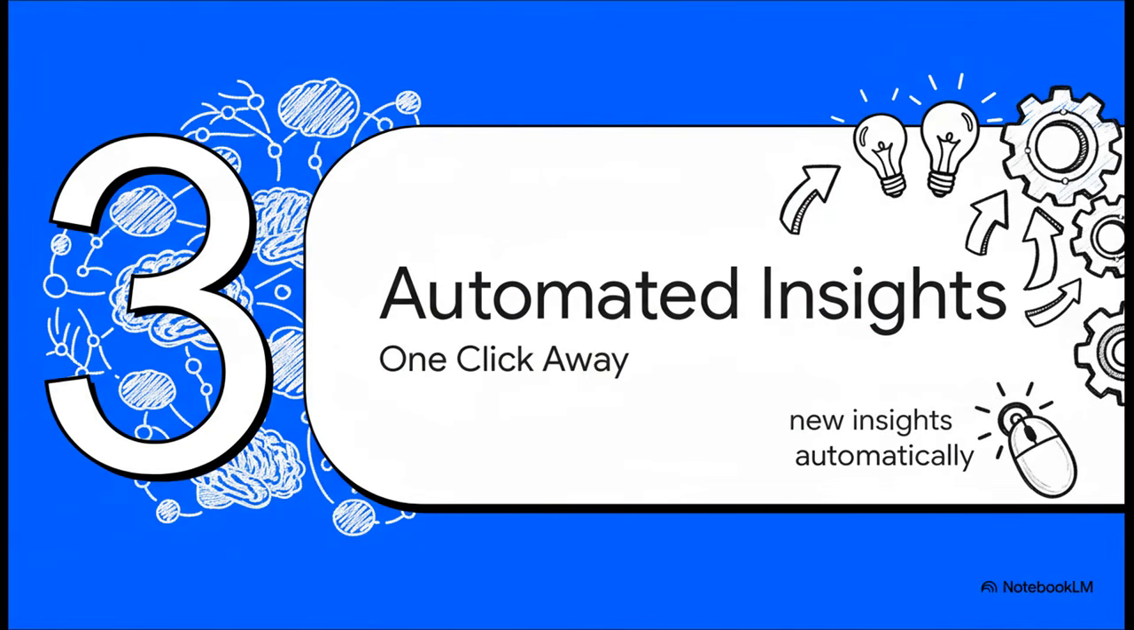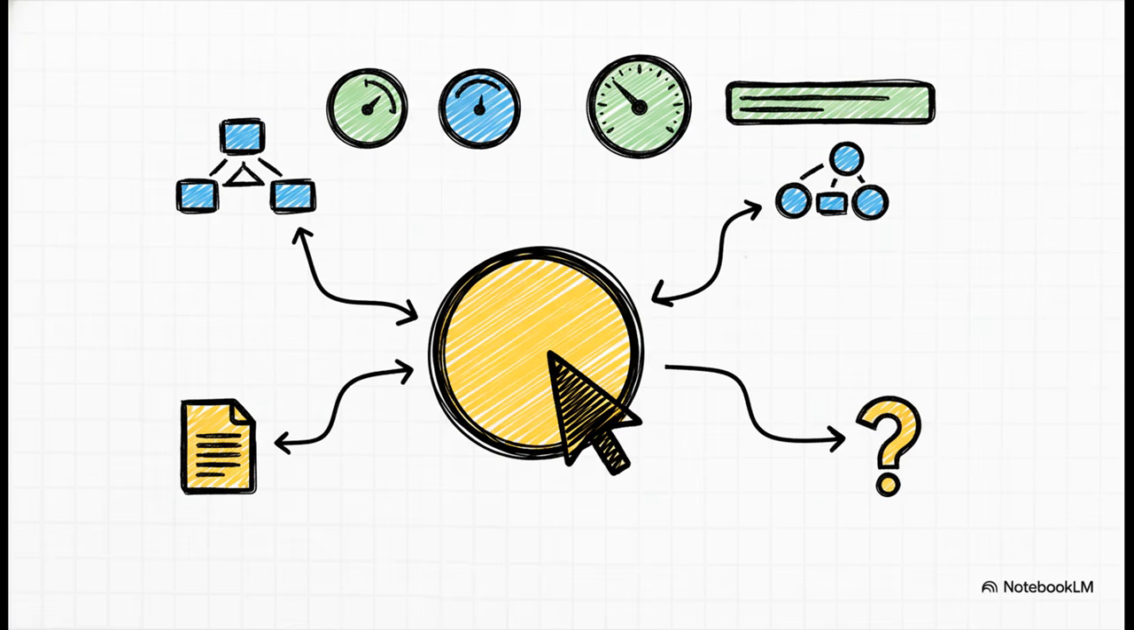Okay, so you've built this awesome knowledge base. Now the real magic starts. This is where you stop just organizing information and you start generating brand new insights and content, like automatically. The feature that makes all of this happen is called the Studio panel. You can think of it as the command center for your AI brain. Once your sources are uploaded, this panel lets you generate all sorts of structured outputs with just a single click.